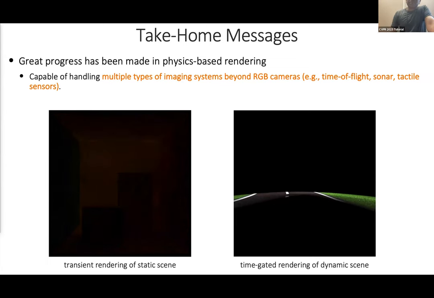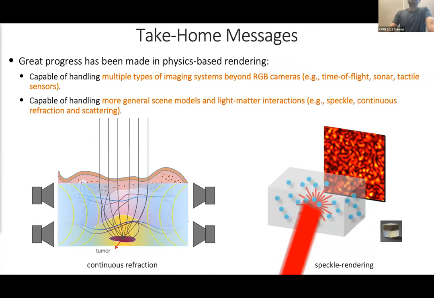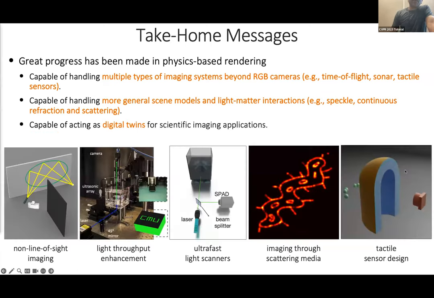physics-based rendering. We can also simulate previously ignored but super useful physics of light and matter interaction, such as continuous refraction, which makes light curve, or also render wave effects, such as Speckle that Ioannis has presented. And what do all these new capabilities give us? Well, a lot of things.